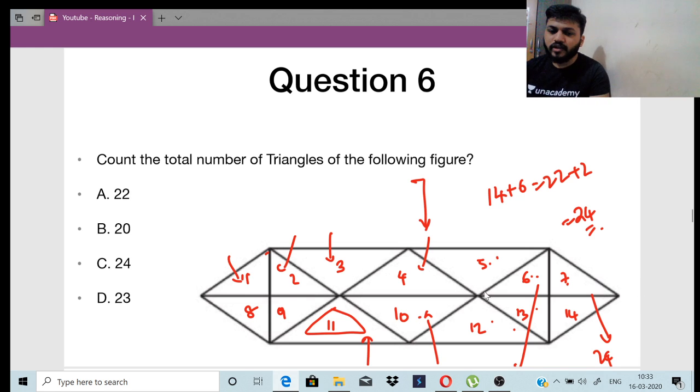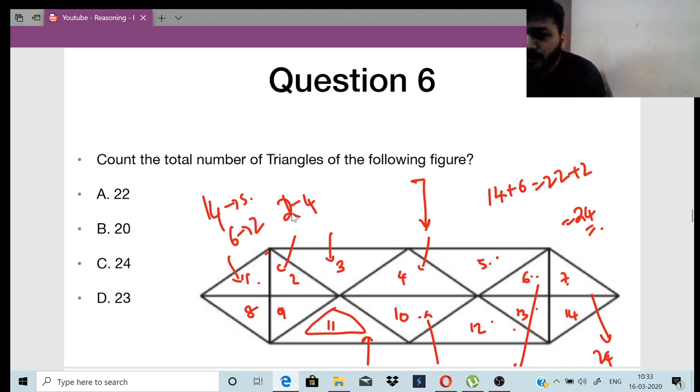Okay, there are two triangles, right? 14 single triangles, right? 6 double triangles and 2 four triangles are there. Okay, 14 single triangles are there, 1 2 3 4 14. 6 two triangles are there, 1 2 1 2 like that. And 2 four triangles are there, right? 2 triangles are there in the 4 margin. So there you will get 24, right? Okay, so it is 24. Clear, everyone?